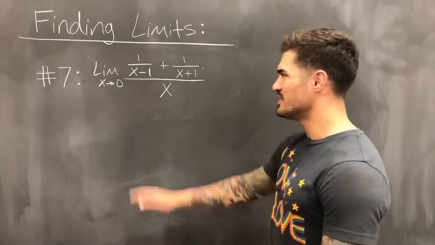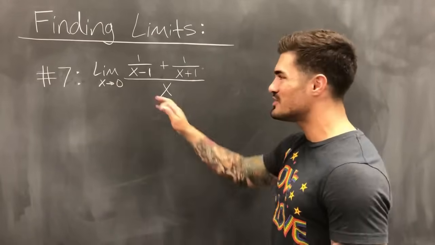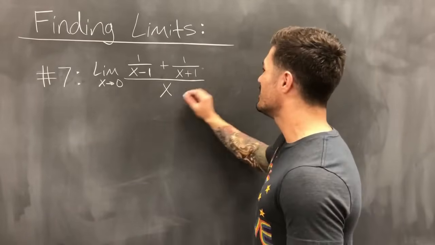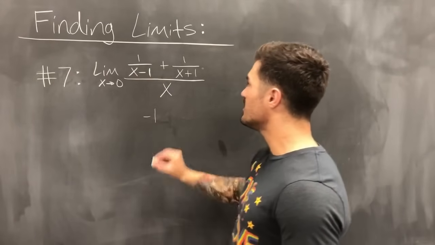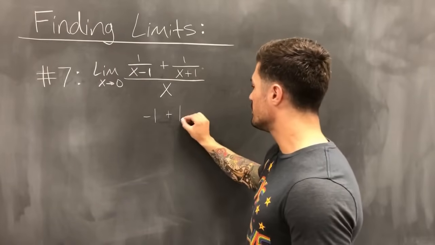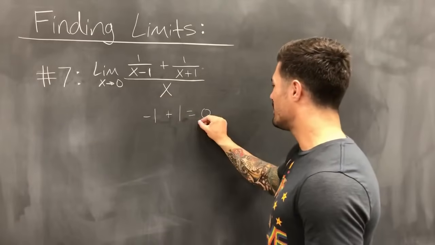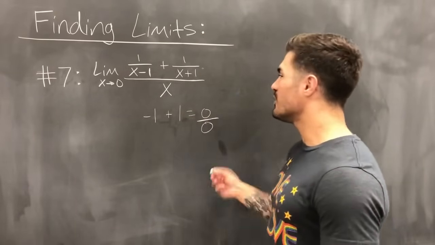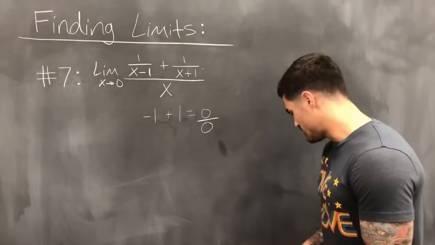All right, number 7, the limit of this crazy looking function as x approaches 0. So let's plug 0 in and see what happens, all right? So I get 1 over 0 minus 1, that is negative 1, plus 1 over 0 plus 1, that is 1, which equals 0, that's in the numerator, and then I get 0 in the denominator as well. So there's most likely a hole. I'm going to go ahead and look and see if I can reduce this to its lowest terms.